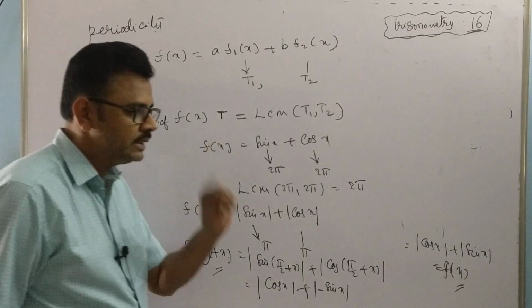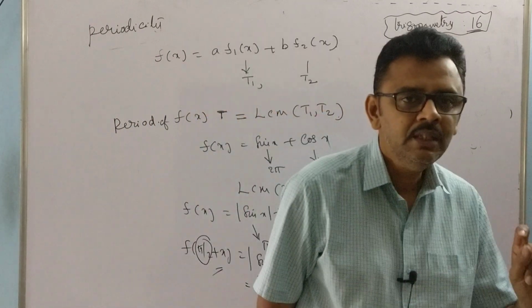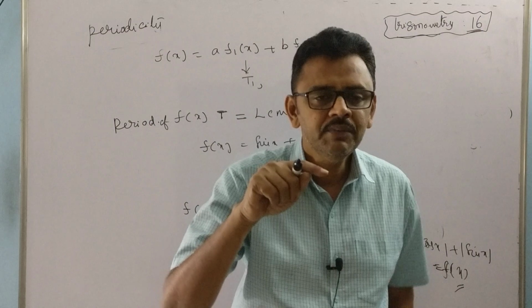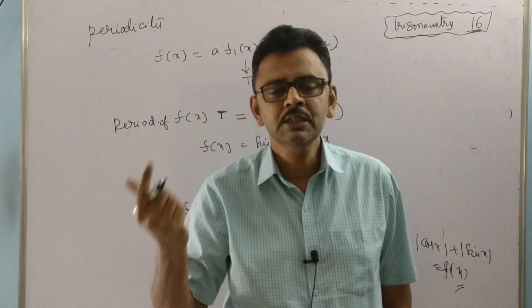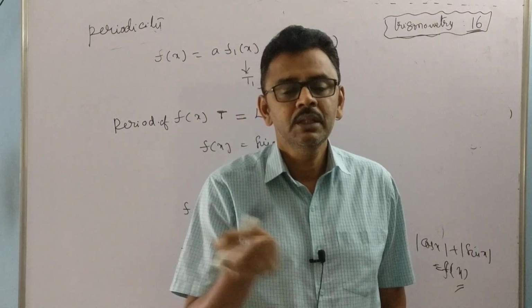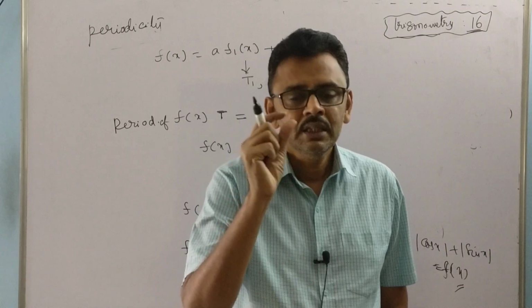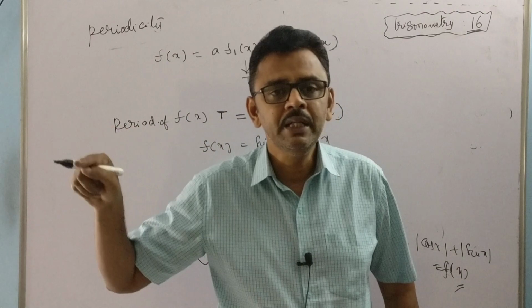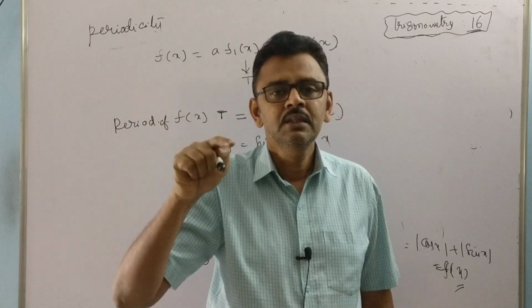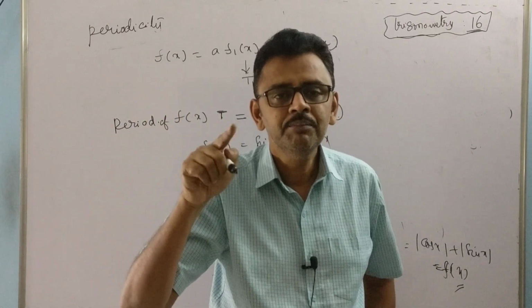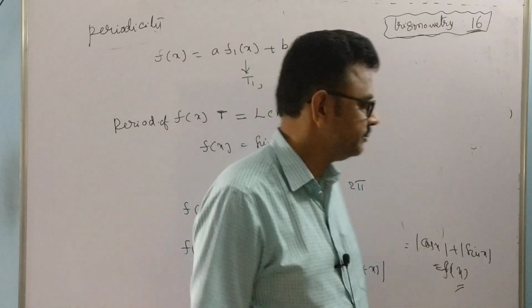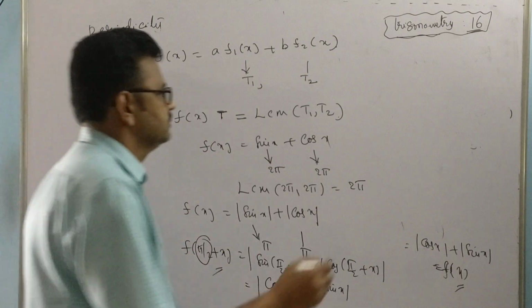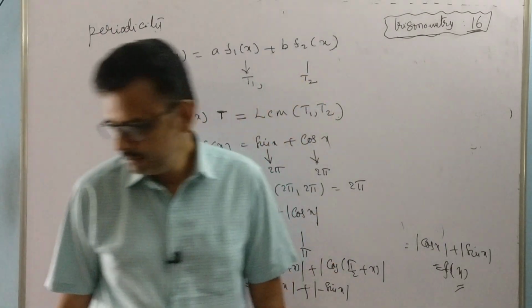So mod sin x has period pi, mod cos x has period pi, but the function f of x equal to mod sin x plus mod cos x has period pi by 2. I gave the complete theory in class 16. In some cases pi itself is the period, and in other cases a submultiple of pi, that is pi by 2, is the period. Next one.